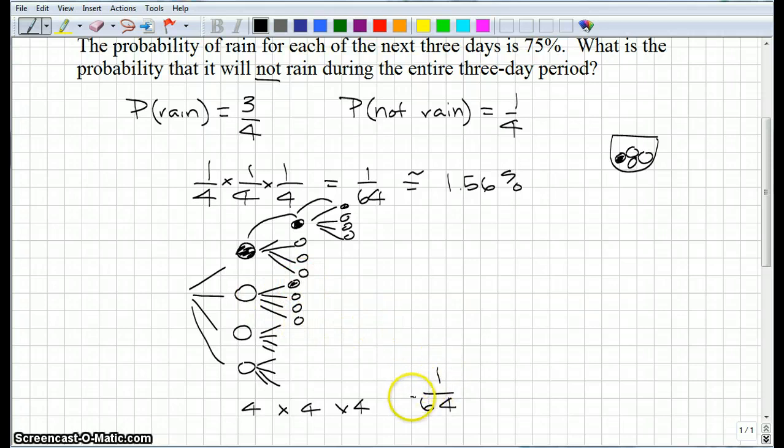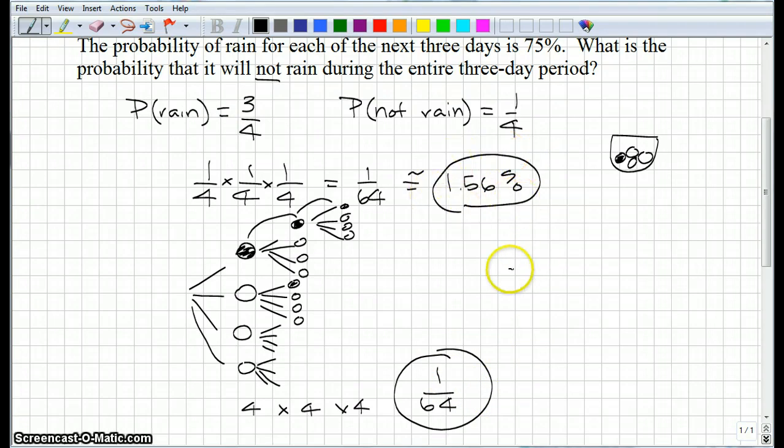So you can see that the number of ways that we can come up with no rain on any of the 3 days is just 1, and the number of total ways that it could rain or not rain on any of those 3 days is 64. So using this analogous problem of having these 4 balls in a bag and pulling out one of them gives you the same answer, right? So the answer is 1/64, or about 1.56%. All right, so there you go.